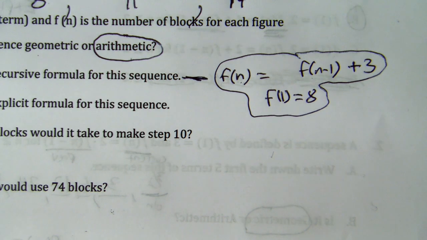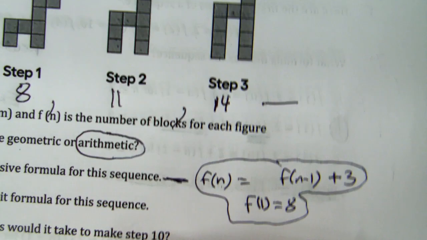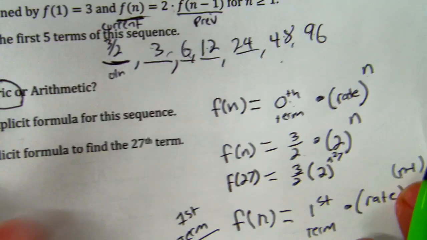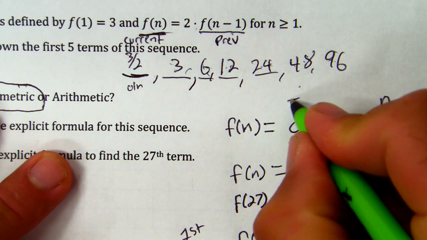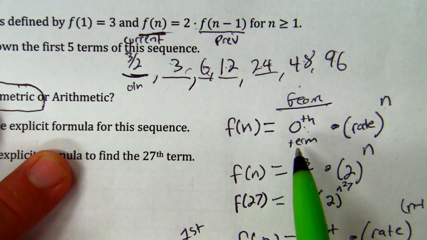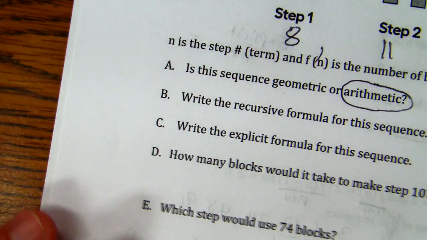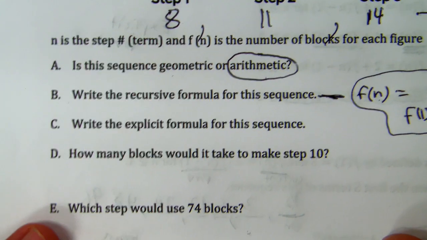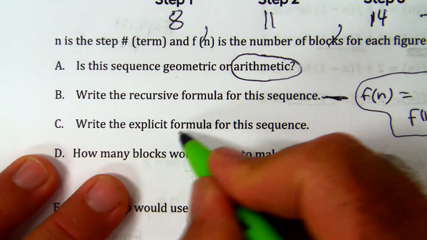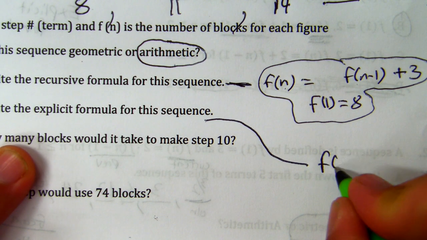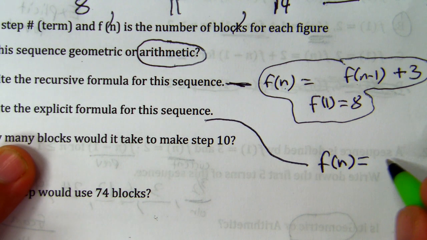C, write the explicit formula for this sequence. Now, if you remember, a second ago we wrote the explicit formula for a geometric series. We started with the 0th term times the rate raised to n. But this isn't geometric. This is an arithmetic one. Once again, there's kind of 2 ways to do it. The one I prefer for the explicit formula for arithmetic, I like to start not with the 0th term, but with the first term.